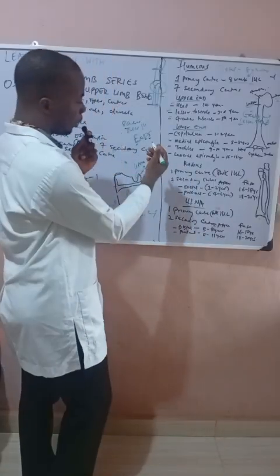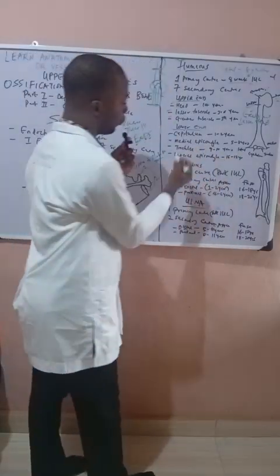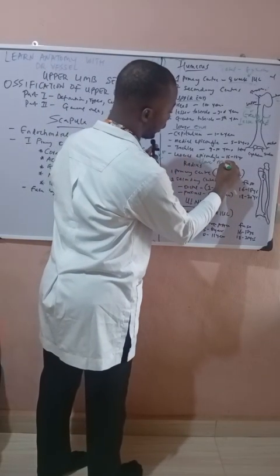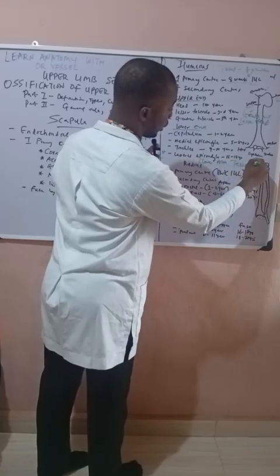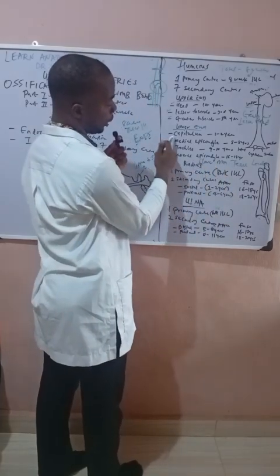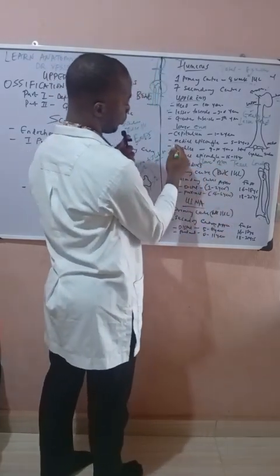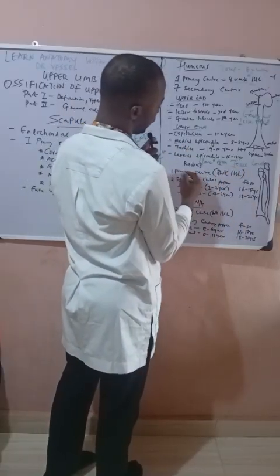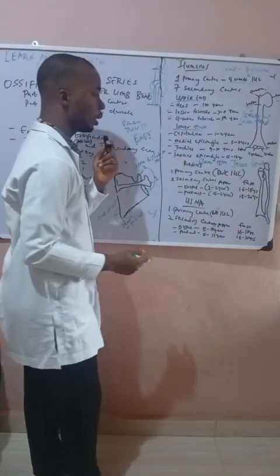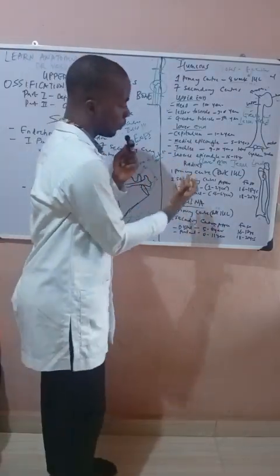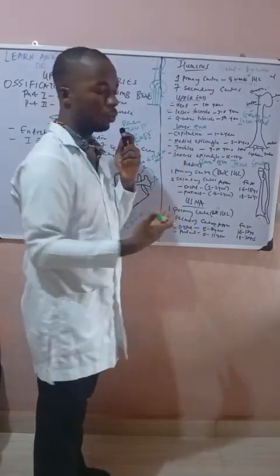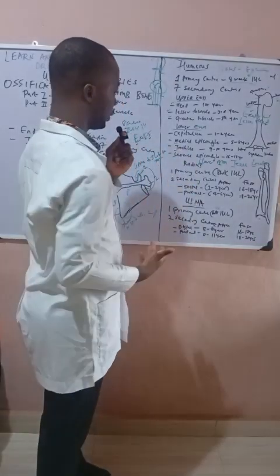Now, you can use this mnemonic to remember the lower end of the humerus: Clever men teach leaders. The letter C in clever helps us remember capitulum. The letter M in men helps us remember medial epicondyle. The letter T in teach helps us remember trochlea. The letter L in leaders helps us remember lateral epicondyle. And this is how they appear, because they can ask in an MCQ which of the lower end secondary ossification centers of the humerus appears first.